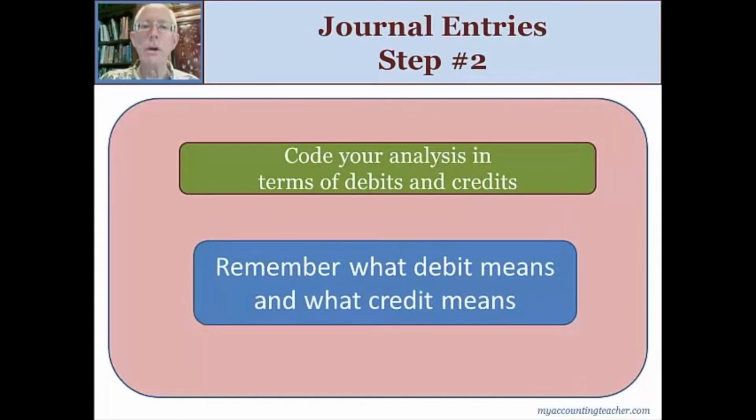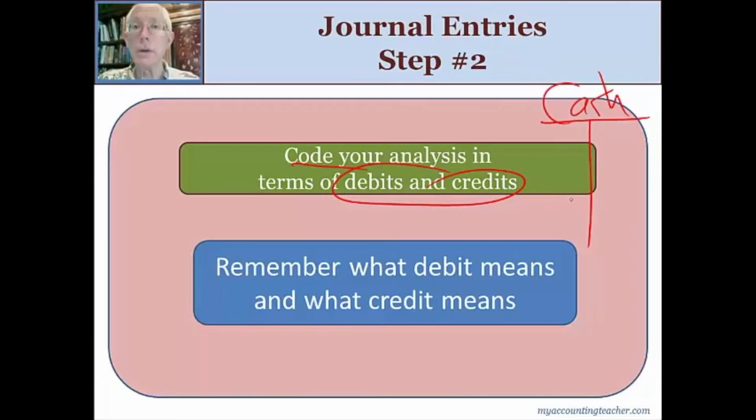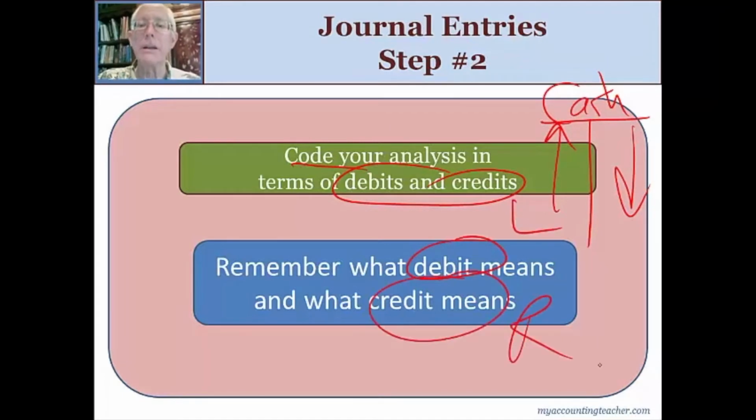Step 2, we're then going to code this in terms of debits and credits. For example, let's just remember with cash, an asset, if we are talking about cash going up, that's going to be shown with a debit on the left side. If we're talking about cash going down, we're going to show that with a credit. So we're just going to code it in what we now know very well as the debit and credit language. Remember, debit means left side, credit means right side. When we're talking about assets, debit means increase. When we're talking about liabilities, debits mean decrease. So just be careful that you remember what debit means, left side. Whether that's an increase or decrease depends upon the context.